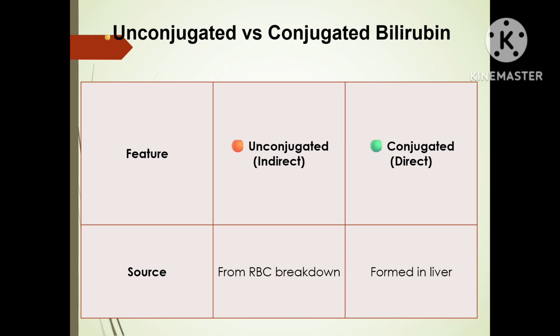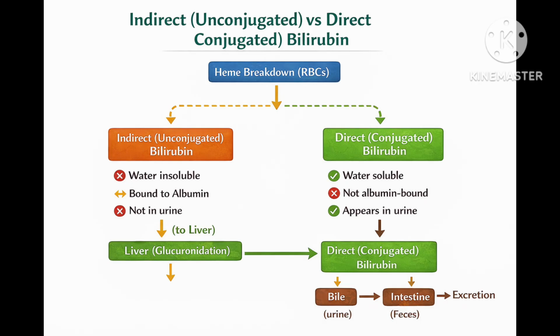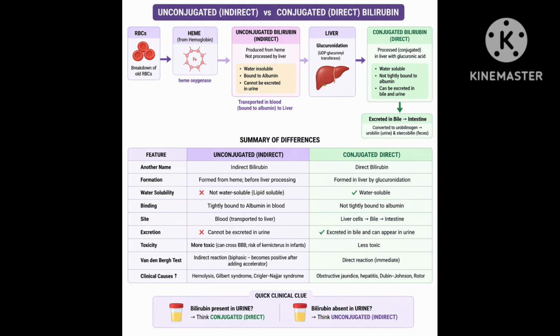If we differentiate between unconjugated and conjugated bilirubin, then unconjugated bilirubin is formed from RBC breakdown. It is not water soluble, travels bound to albumin, and it is excreted in urine. On the other hand, conjugated bilirubin is formed in the liver. It is water soluble and can be excreted in bile, urine, and feces.